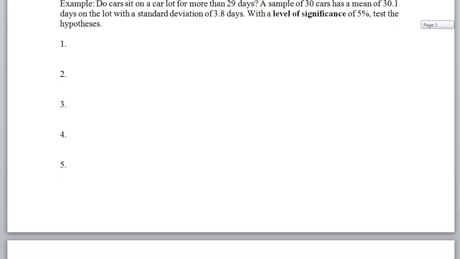So you have multiple places where you can check the work here, and you'll notice that I changed the wording of the book because I thought, instead of just giving you alpha all the time, I would change up the vocabulary so you'd have a little bit of chance to try that. So the question is, do cars sit on the lot for more than 29 days? There was a sample of 30 cars that had an average of 30.1 days on a lot with a standard deviation of 3.8 days. With a level of significance of 5%, test the hypothesis.